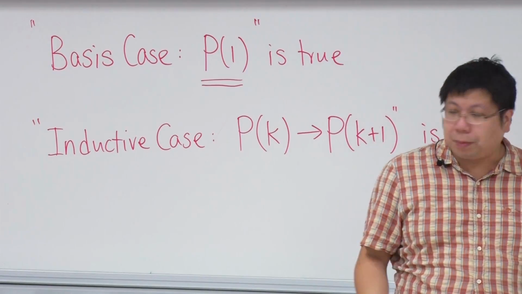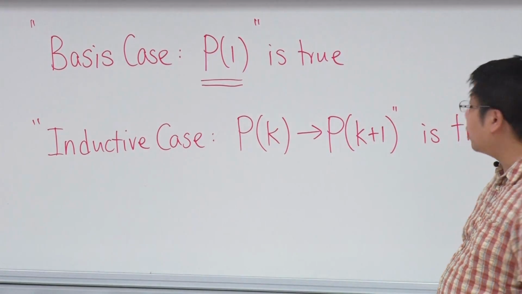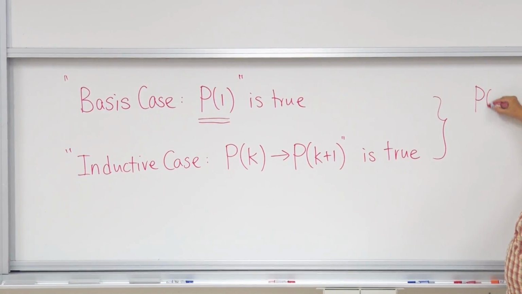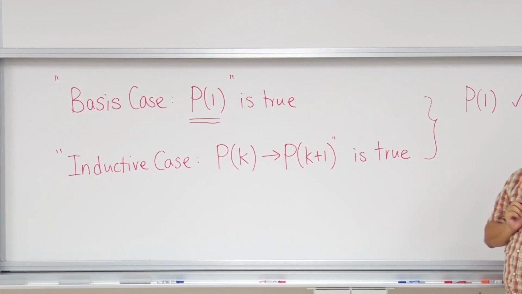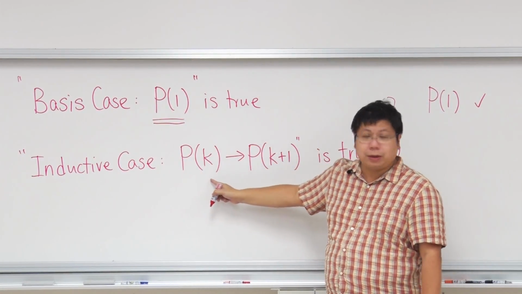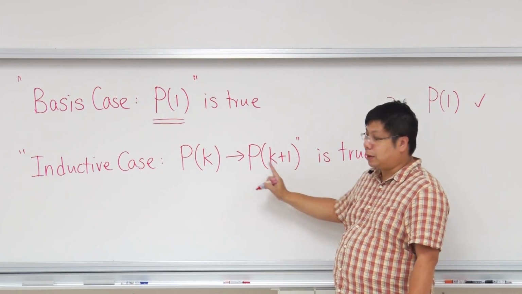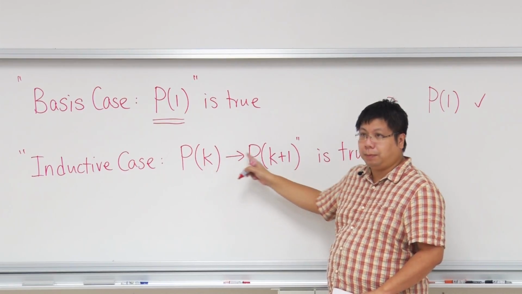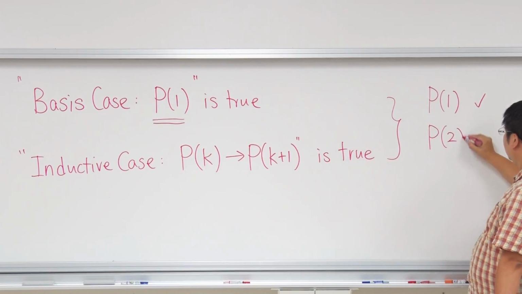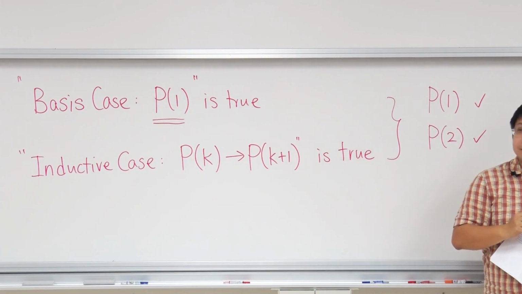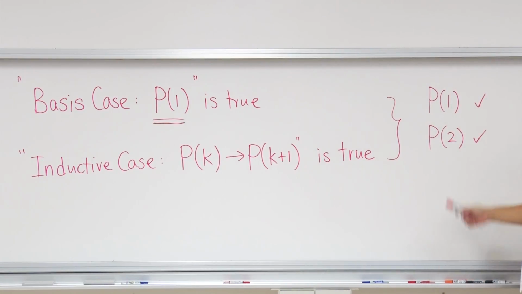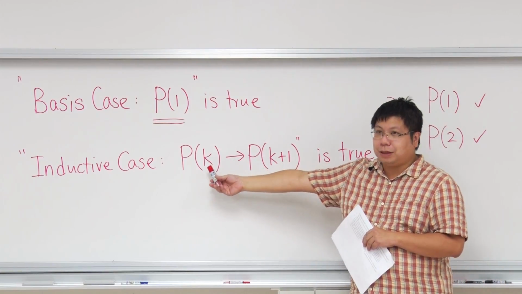Then by showing that these two are true, we will have the consequence. Combining these two, we will know that P1 is true. Is that okay? Now we have P1 is true, and we have also shown that P1 implies P2, so P2 will also be true. If you understand what I'm talking about so far, could you please raise your hand? Okay, excellent.